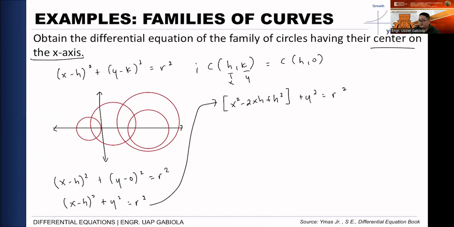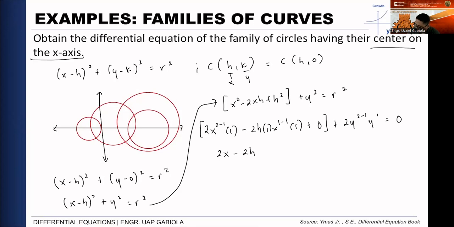Okay? Now, perform natin ng first derivative. So, x ang ating independent variable. So, this will be 2x to the 2 minus 1 times 1, minus 2h times 1, x to the 1 minus 1 times 1, plus yung h squared natin will be 0. Plus 2y to the 2 minus 1, y prime is equals to 0. Simplify lang natin to. This will be 2x minus 2h, okay, plus 2y y prime is equals to 0. Ito yung ating first derivative.